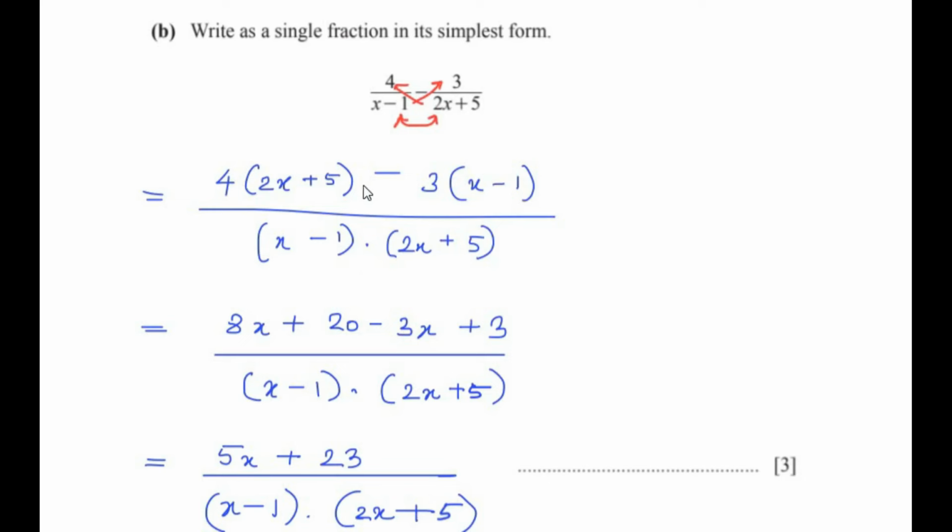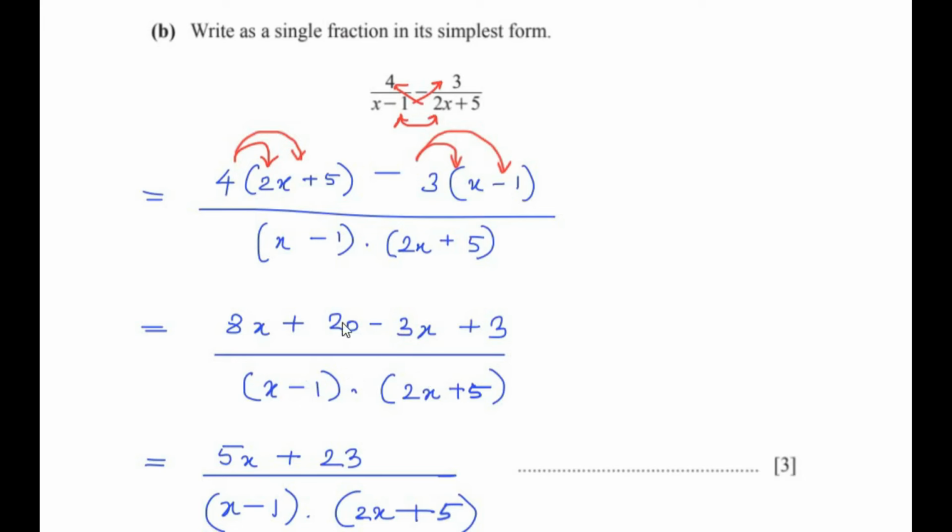Next, expansion of these brackets in the numerator. 4 multiplies with 2x giving us 8x. 4 multiplies with positive 5 giving us positive 20. Negative 3 multiplies with x giving us negative 3x. And negative 3 multiplies with negative 1 giving us positive 3. Now you can keep the denominators as it is or expand them. Here in this case I have just kept them as it is.